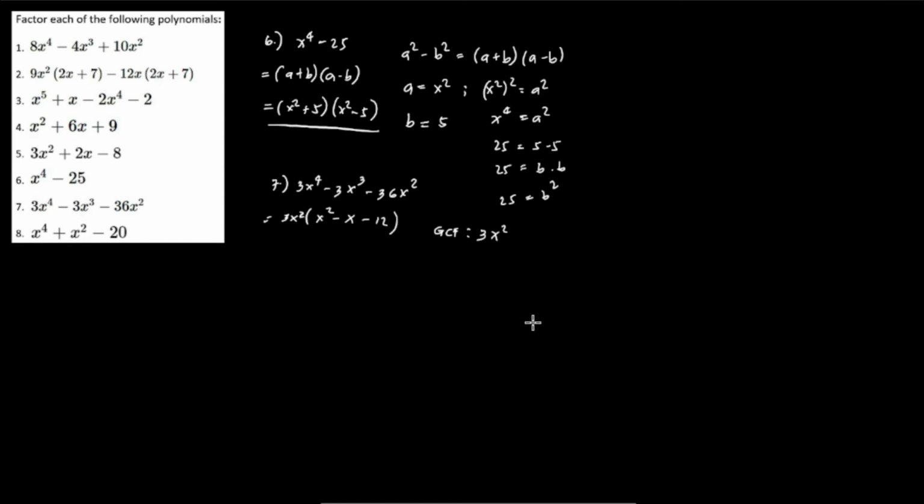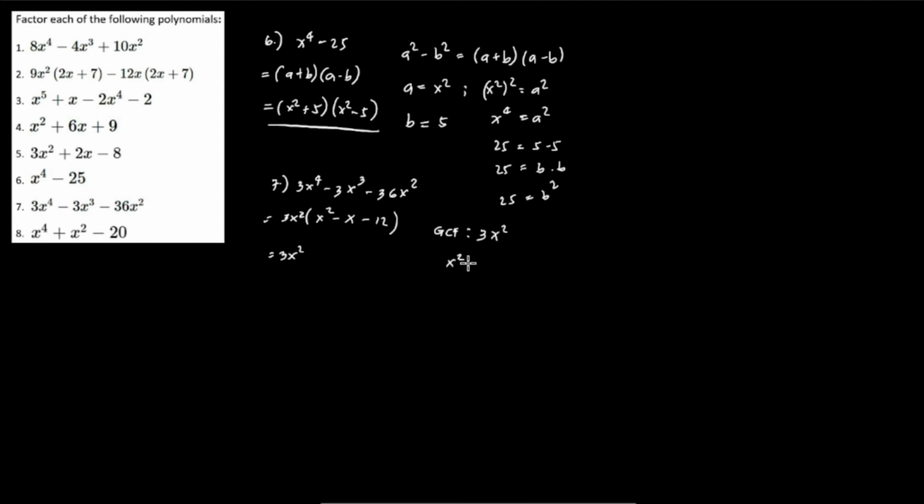And let's check if this will be the final factor. So 3x squared, just copy. What about the trinomial, x squared minus x minus 12? Let's check using the factoring trinomial.